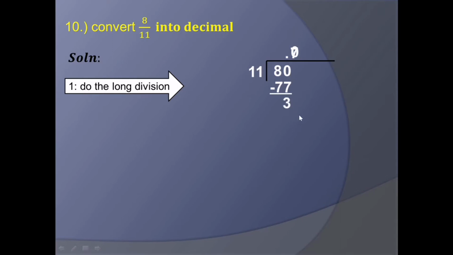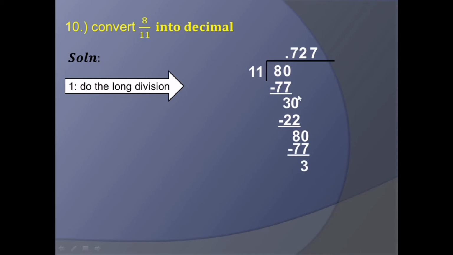Then another 0 here. 30 divided by 11, that is 2. 2 times 11, that is 22. Bring down 8. Then another 0 here. 80 divided by 11, that is 7. 7 times 11, that is 77. And the difference is 3.